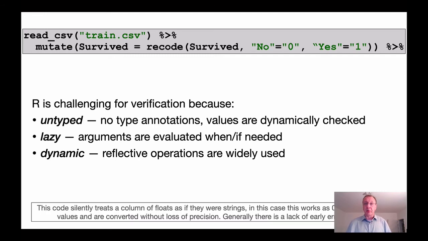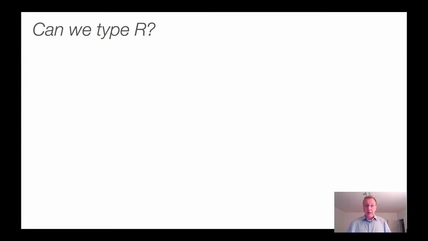So how do we proceed from here? Well, I said, can we type R? And I'll quickly kill off any hope of doing that. It's neither possible nor desirable. By that I mean turning R from what it is today to a statically typed language would be massively disruptive to the ecosystem. It would force all users to learn something new and all code to be adapted. This is simply not possible.